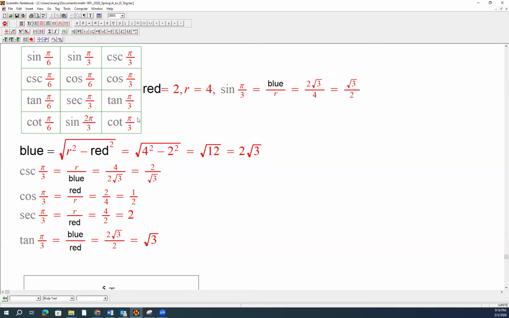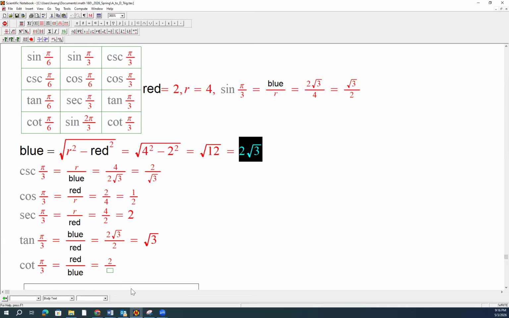Okay, tangent pi over 3, cotangent pi over 3. Cotangent pi over 3 is red over blue, and what's red? Red is 2, and blue is 2 times root 3. And that will be equal to 1 over root 3. All right? So by definition, we have demonstrated to you all of these values.